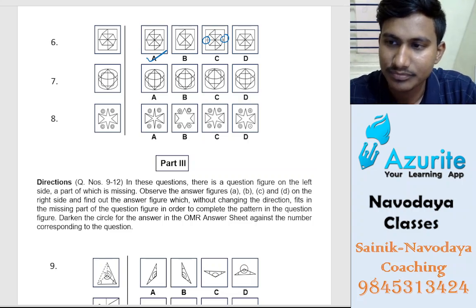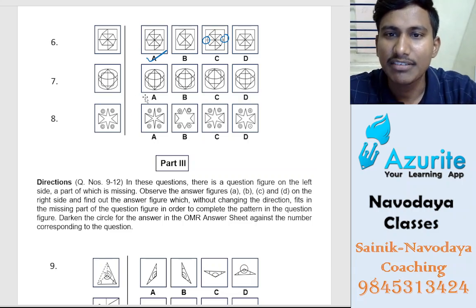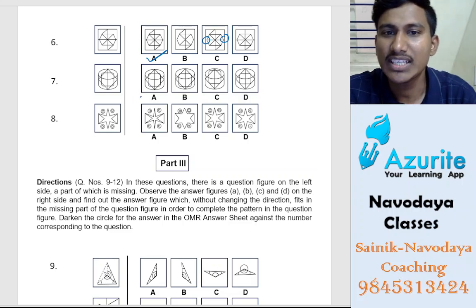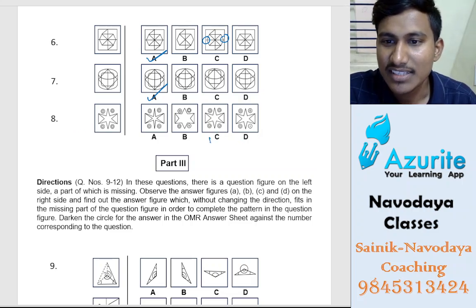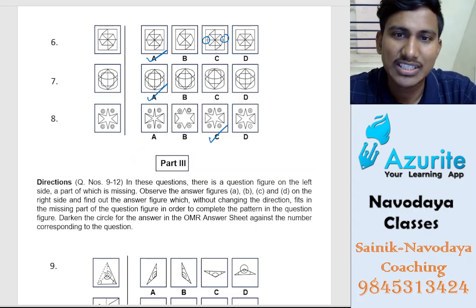Next, seventh answer, which is the same figure here? If you see, option A is the same, and the eighth one, option C, is the same. We have to find the same figure. So these are the answers.